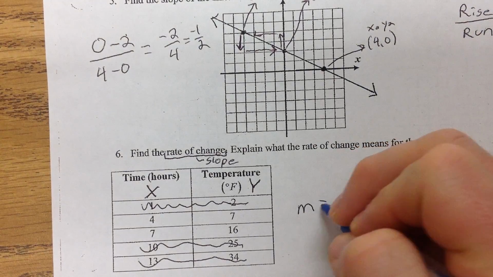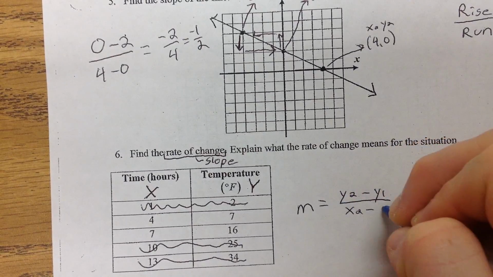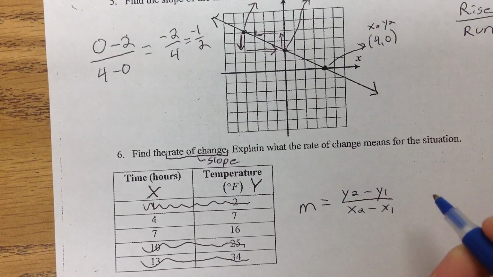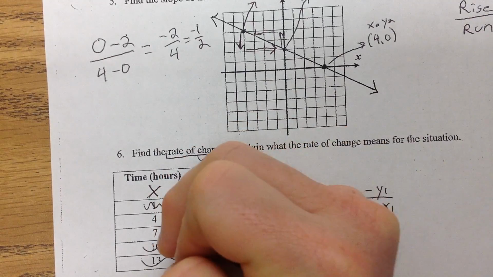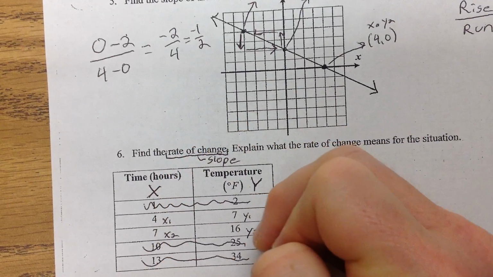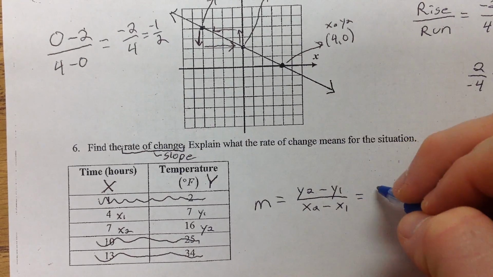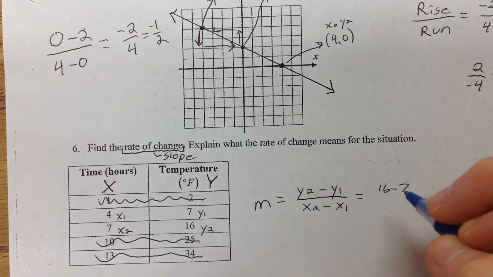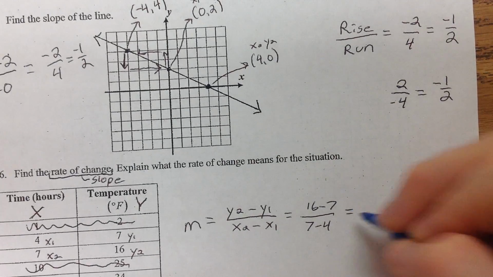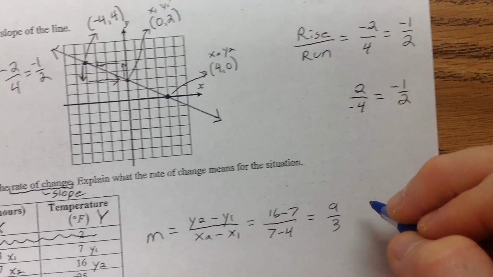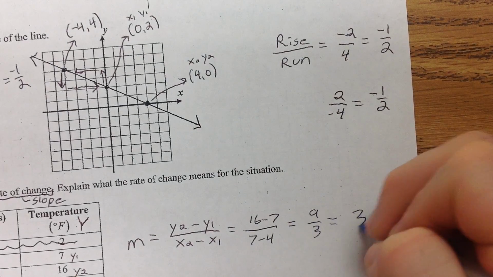So otherwise, it's exactly like what we were doing before, y2 minus y1 over x2 minus x1. So just pick, okay, this will be my x1 and y1. This will be my x2 and y2. So we've got 16 minus 7 over 7 minus 4. So that's 9 over 3, or just a slope of 3.